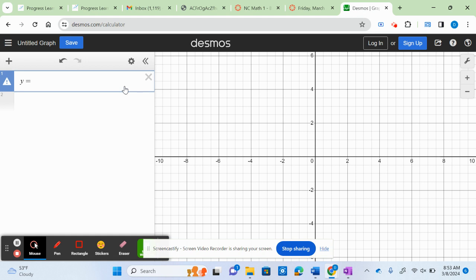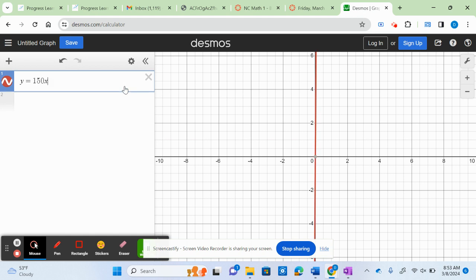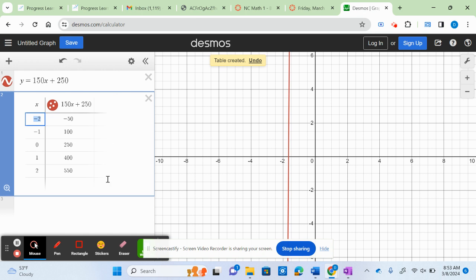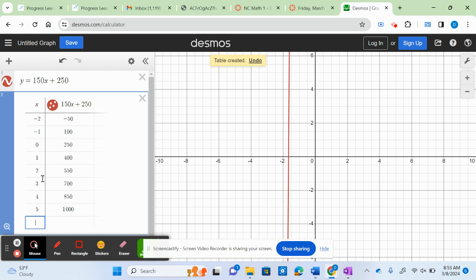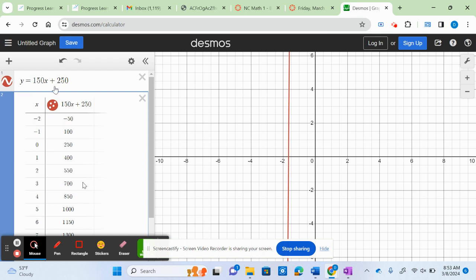So I'm going to type this first one, y equals 150x plus 250 like this. And then I'm going to ask for a table, right? We've done that before. And I'm going to just give myself some numbers, 4, 5, 6, 7. I want to see when the g of x gets bigger than the f of x. So this is my f of x equation.